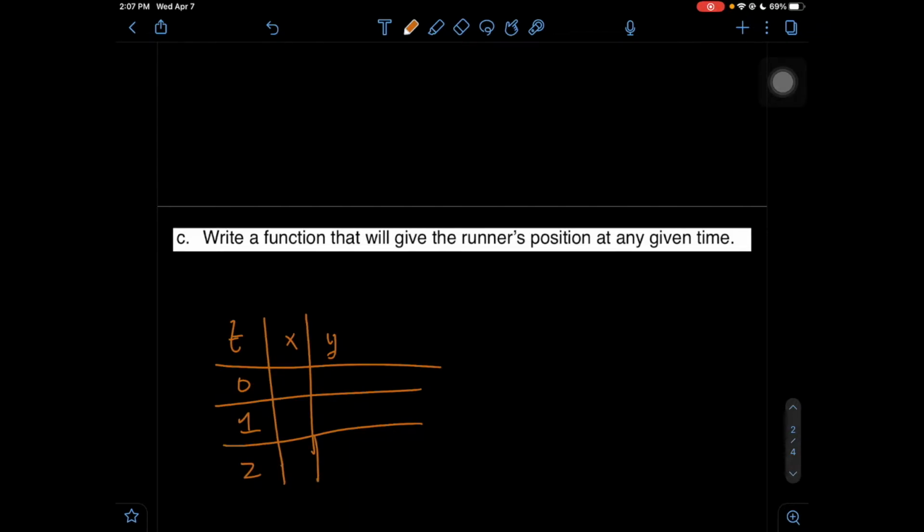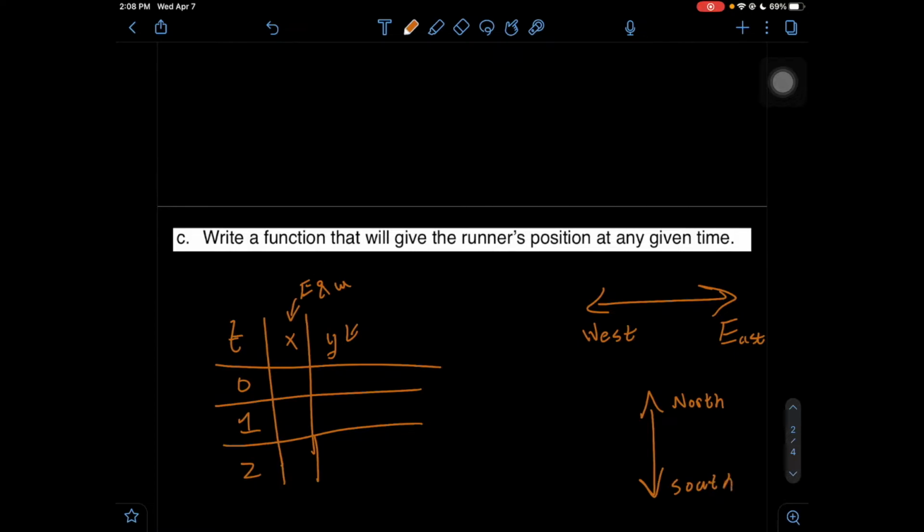Well, we know at 0 we need to find our x and y. x will represent our horizontal axis, which is east and west. So whenever we see east and west, we know automatically that that's going to be dealing with our x value. So I'm going to write E and W. Then y, it goes up and down. Up is north, and down is south. So whenever we see y, we know that it is N or S, north or south.